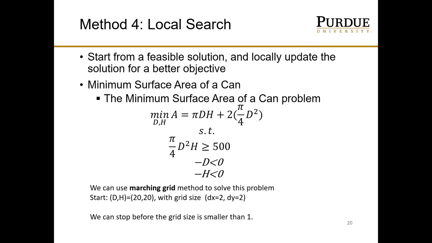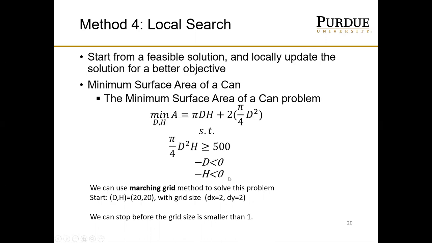Let me just use one minute to introduce this method. Marching grid is a method you can use to solve both the continuous and the discrete versions. Marching grid is also a local search. If you think about its mechanism, it first forms a grid, and then you determine whether the grid should be moved forward or reduced in size, right? If you remember marching grid, it can solve this problem.